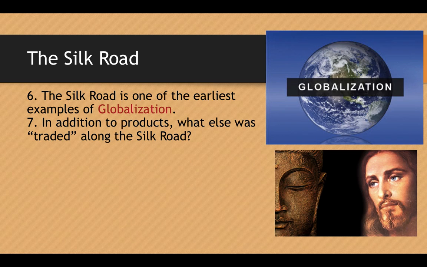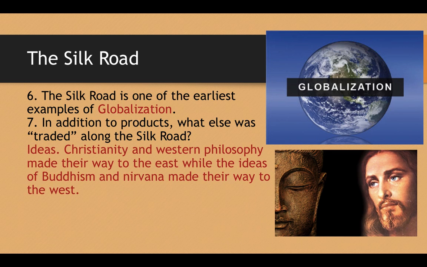Now, in addition to products being traded along the Silk Road, another thing that was traded was ideas. For example, Christianity and Western philosophy from the Greek philosophers really made their way to the East. People in China had never heard of Jesus Christ before the Silk Road. They had never heard of Socrates, Plato, and Aristotle before the Silk Road. But now with the Silk Road, you have all these merchants who heard about these people and their teachings, brought back some writings, and shared them with people in China.